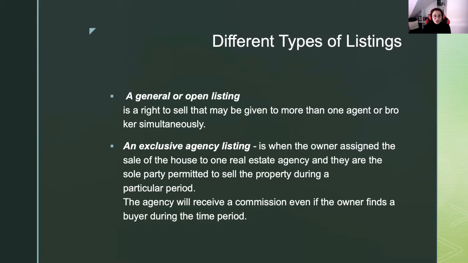At the end of this video, you would be able to learn about different types of listings, what an expired listing is, what the advantages of calling an expired listing are, and of course, what things you have to ask when you're calling an expired listing, and what script you will be using for an expired listing, okay?